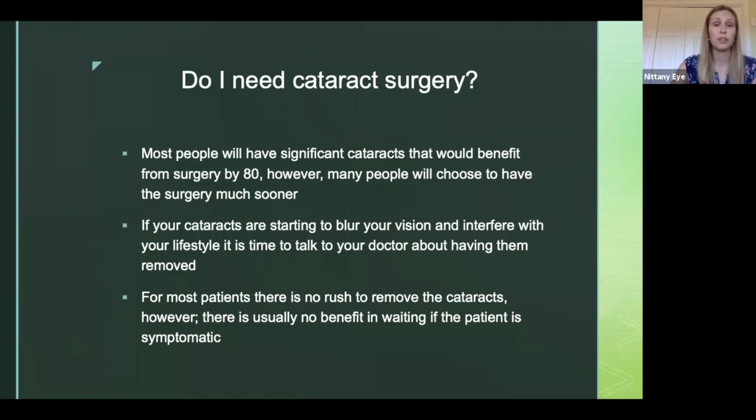The good news is there's really no rush. Cataracts, as I said, usually grow very slowly. They typically don't hurt your eye unless they're extremely advanced. So there's really no big rush to get them taken out. However, there's really no benefit in waiting, especially if you're symptomatic. As I said, sometimes taking the cataracts out a little earlier makes the surgery a little bit easier, and allows you to recover a little faster if you're younger and healthier.